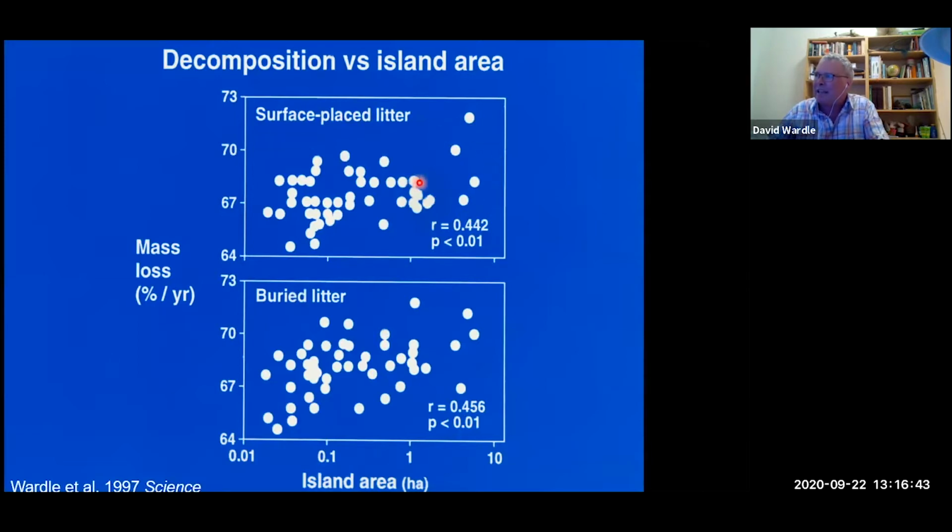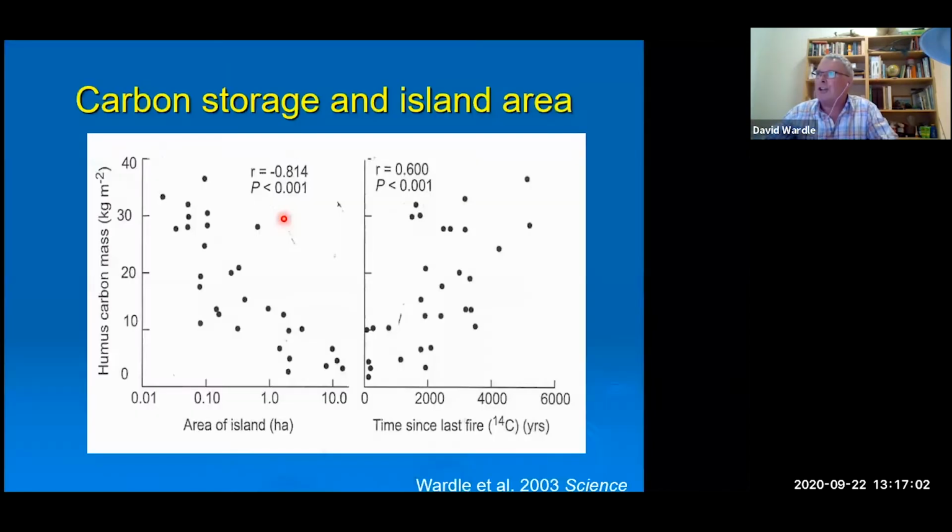And what we find is that big islands with fast-growing plants produce fast-decomposing litter, dead leaves that microbes like to break down, compared with the smaller islands where processes are considerably slower. And this in turn influences carbon storage on the islands.